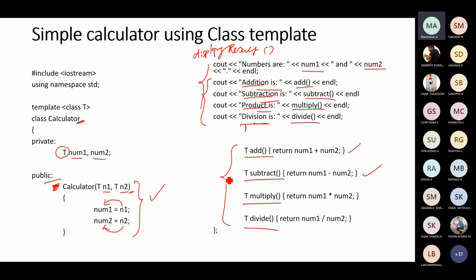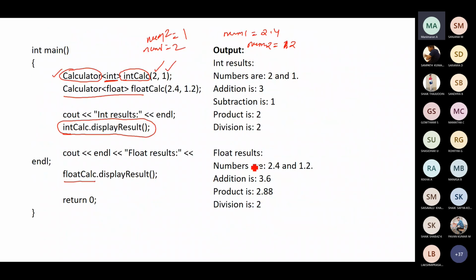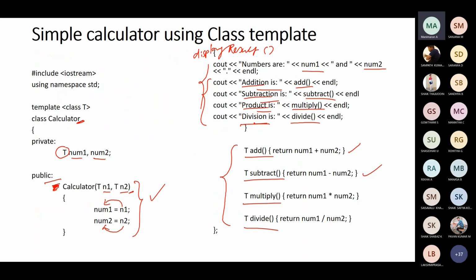Okay, and then we are using 4 different function templates. So with this we can produce the result. When we execute this program, what will happen? The first object, when we are creating it, 2, 1 will be assigned through the constructor, which means num1 has 2, num2 gets the value 1.